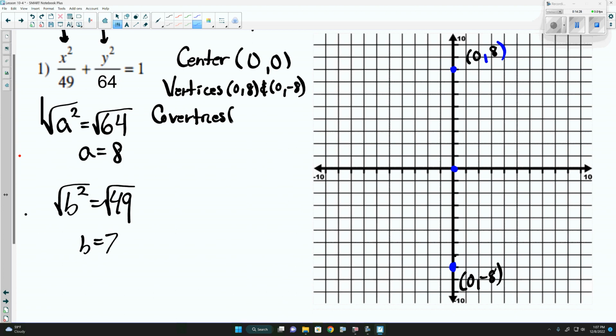Now our co-vertices would be going the other direction, so that would be dealing with our value of b. We'd go over 1, 2, 3, 4, 5, 6, 7, which would give us the point (7, 0). We would go 7 the other direction, 2, 3, 4, 5, 6, 7, which would give us the point (-7, 0). And those would be our co-vertices. And there's our graph.